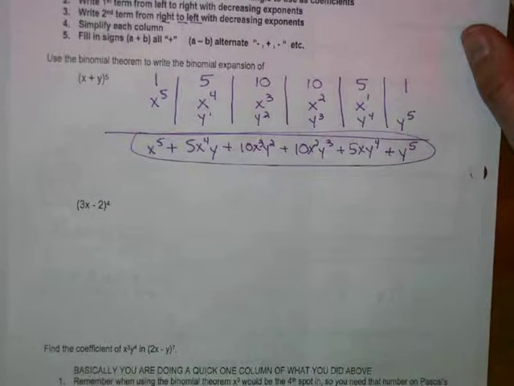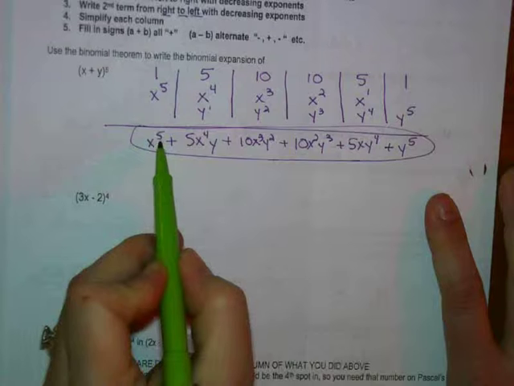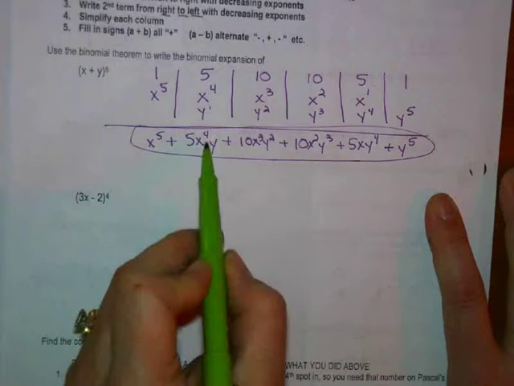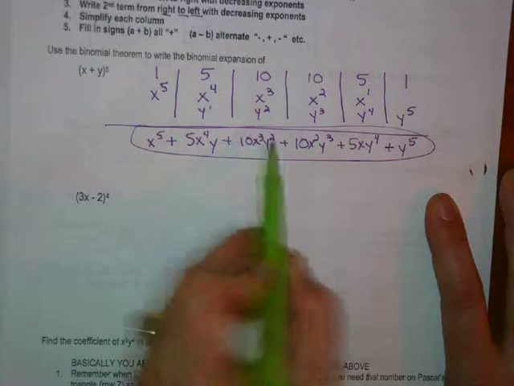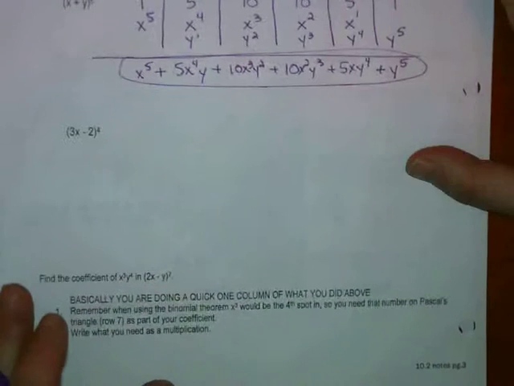Here's what I want you to notice when you have two variables. Take a look. What's this exponent? It's 5. It's the same as that one, isn't it? Here's 4. Here's 1. They add up to 5. You see that? 3 and 2 add up to 5. 2 and 3 add up to 5. 4 and 1 add up to 5. Keep that in mind. Okay? Let's do another one.